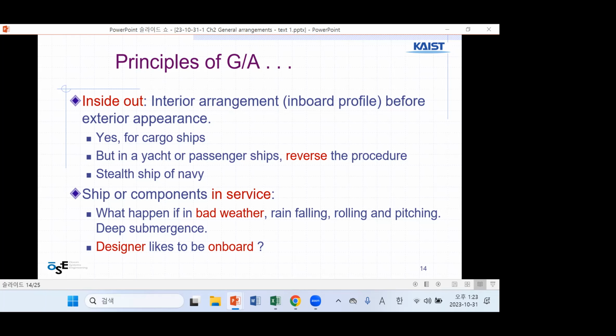Maybe, do you know what a stealth ship is? Stealth ship, do you know what stealth is? It's a silent ship that cannot be detected by other people.